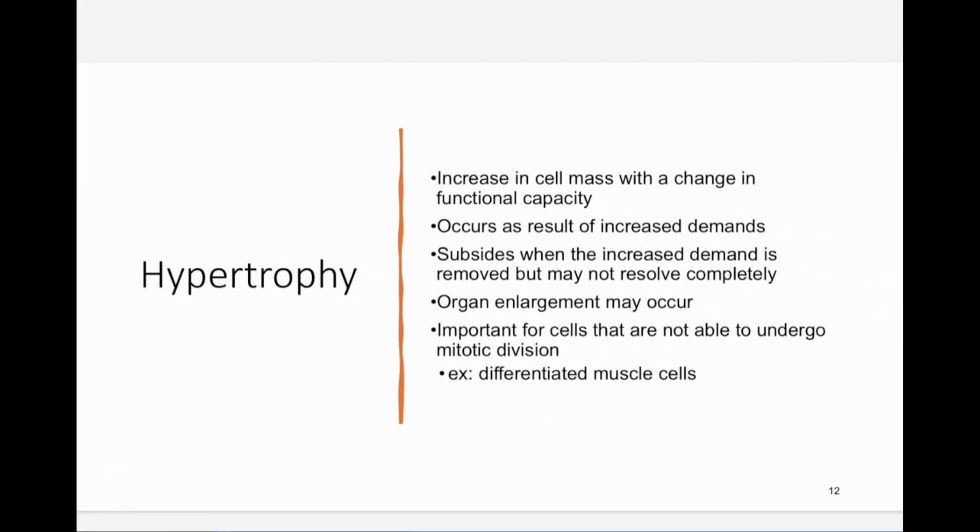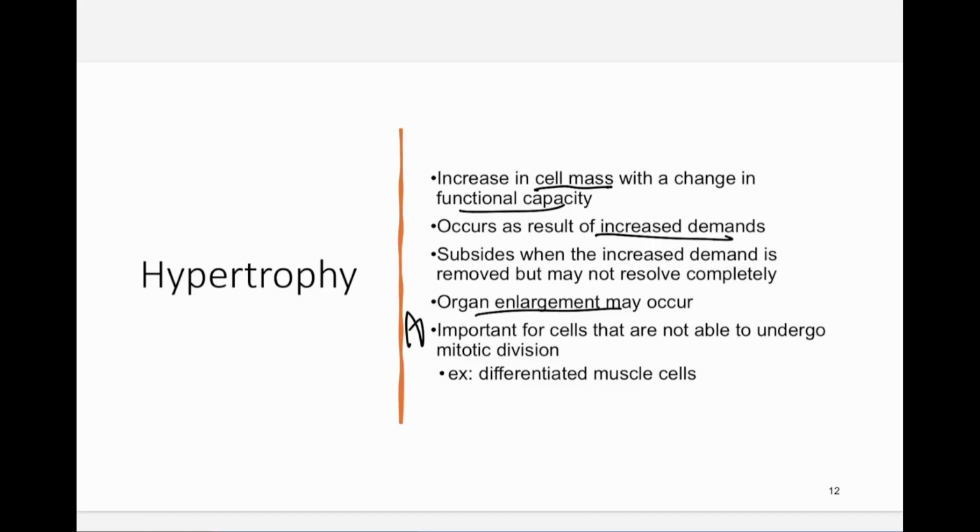Hypertrophy, increase in cell mass with a change in functional capacity. So result of increased demand. So if you're working out, you're putting the demand on the muscle. The response is to grow, hypertrophy, to get bigger and thicker. Organ enlargement can also occur. That happens a lot with people who take steroids, the anabolic steroids. Their internal organs get bigger as well, so they get a bigger abdominal cavity.